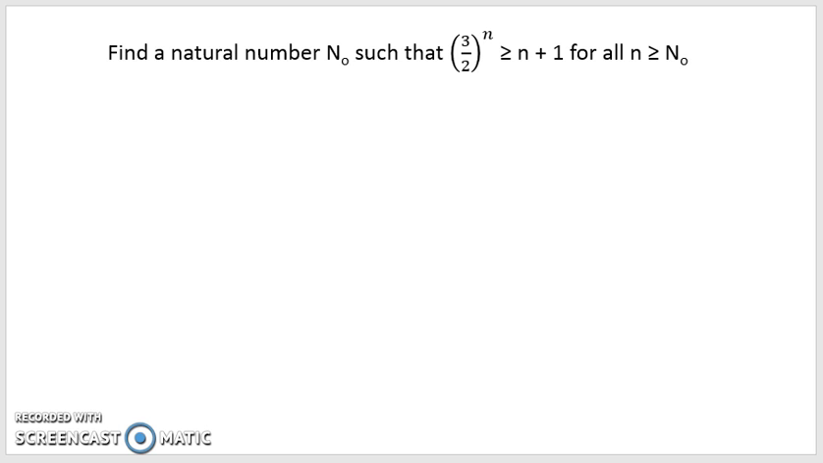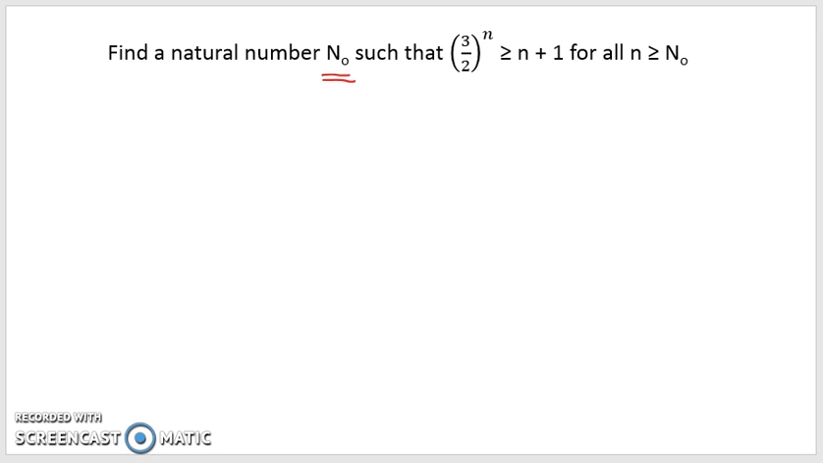Find a natural number n such that 3/2 raised to the n is greater than or equal to n plus 1. That's for all n greater than or equal to n naught. Okay? And so what we're looking for is this natural number n naught, such that anything larger than that makes this expression true.